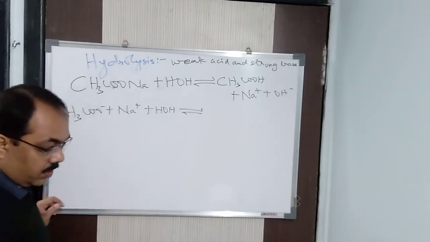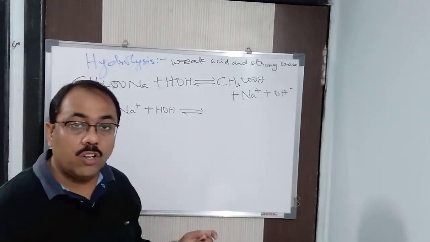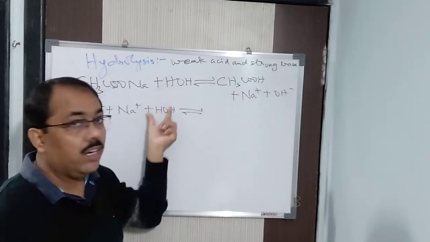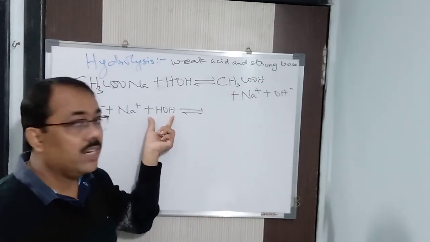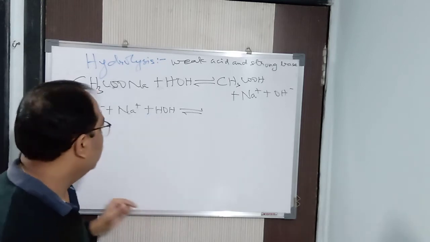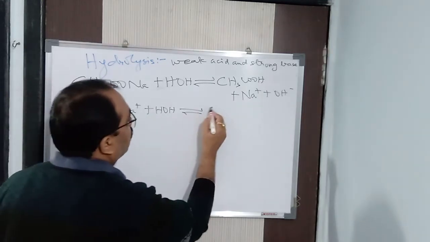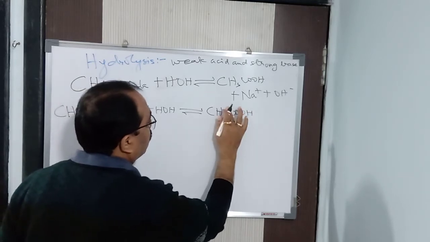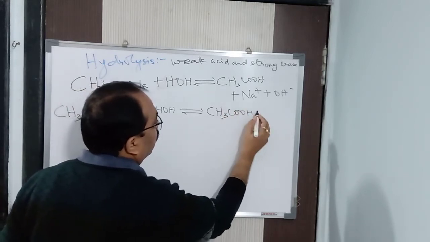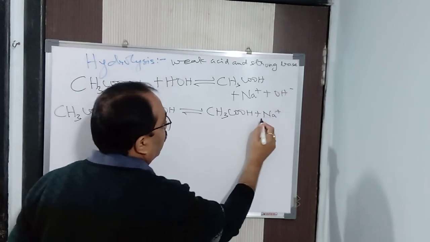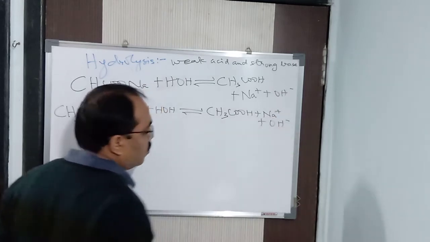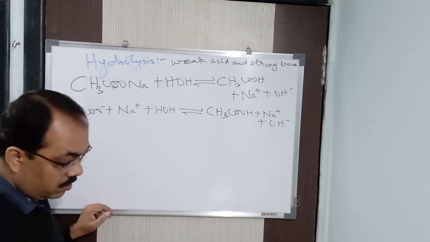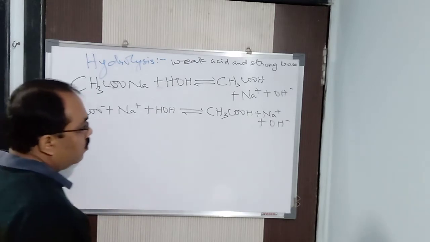We can say that water is again a weak electrolyte, it will not dissociate completely. So hence I kept it as water only. Try to understand. Now this will give you what? That is nothing but CH3COOH plus Na plus OH minus, so to say.